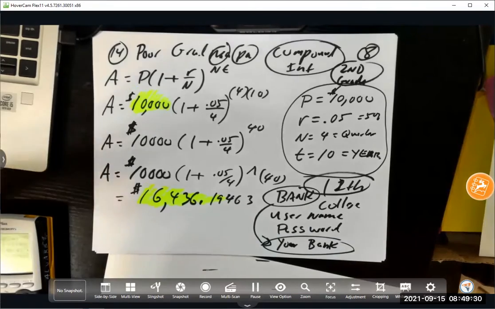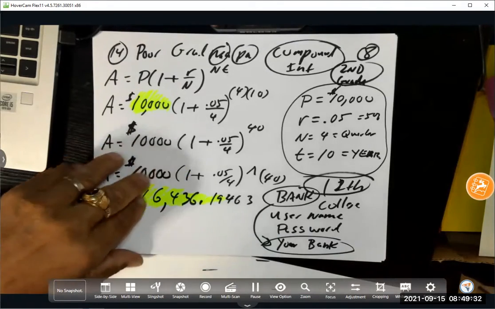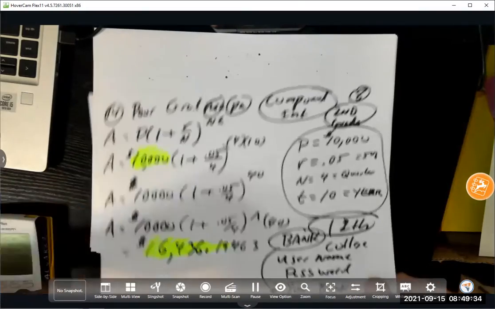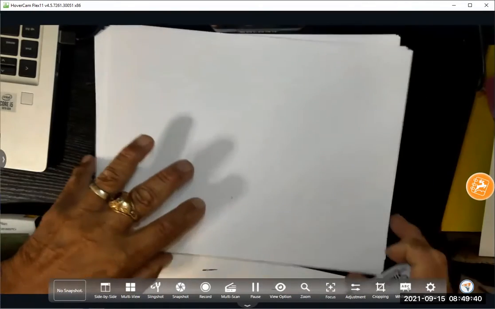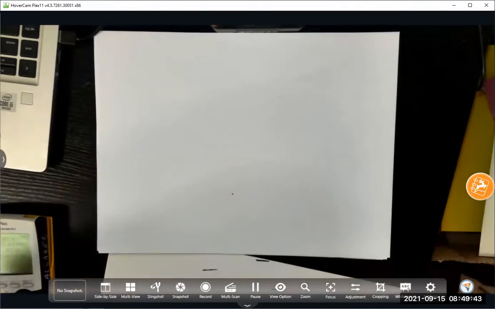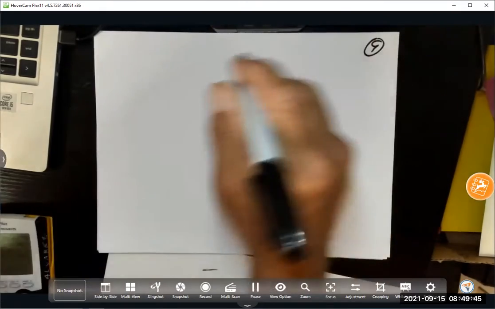All right. So now this is poor grandma. You know the answer already. And the law is you have to have a rich grandma too. You can't have just two poor grandmas. It's not allowed. Okay. So number 9. Let's go.